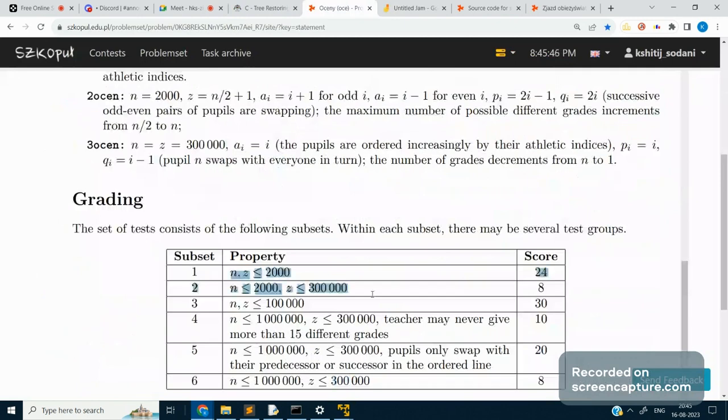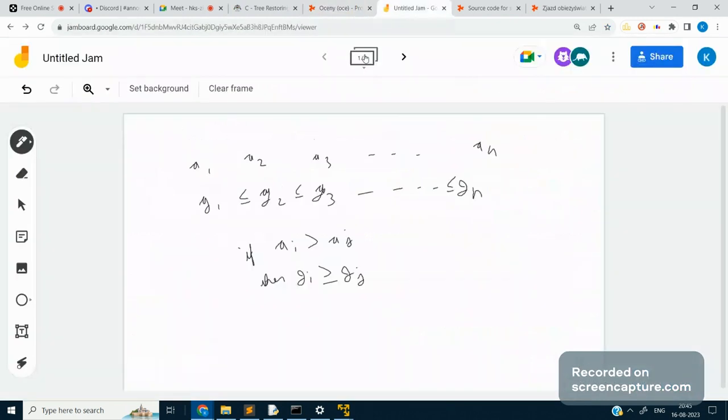There are also some subtasks. So you can fit a quadratic solution and get the first two subtasks. So now I will explain. We have already seen that this is a non-decreasing sequence. So G1 is less than or equal to G2, which is less than or equal to G3. Now we need to maximize the number of different grades.